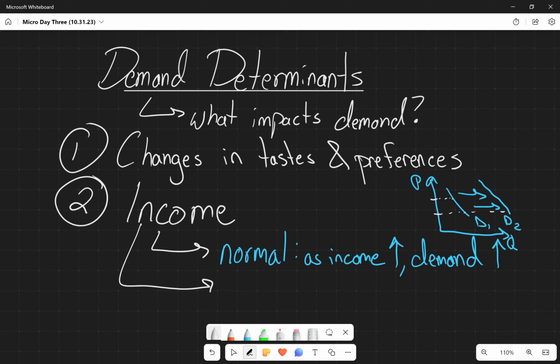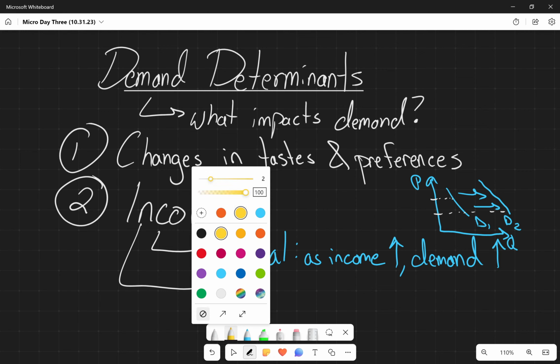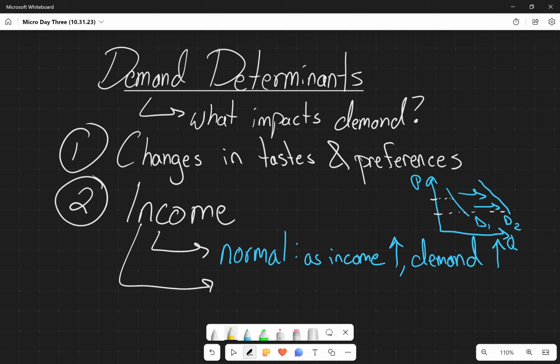The second type of income that we have, the second type of goods that we have as it relates to our income are called inferior goods.